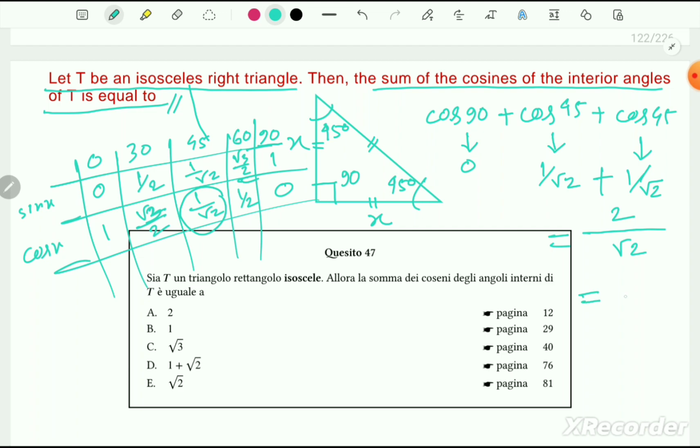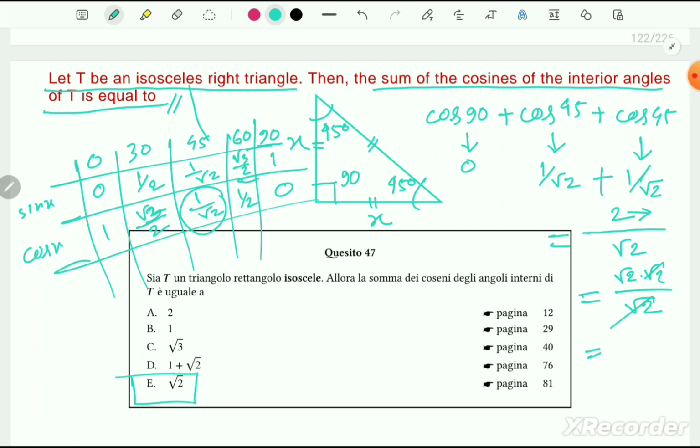Then we can simplify. 2 becomes root 2, denominator root 2. We can cancel out root 2 from numerator and denominator, then root 2 is our answer, option E.